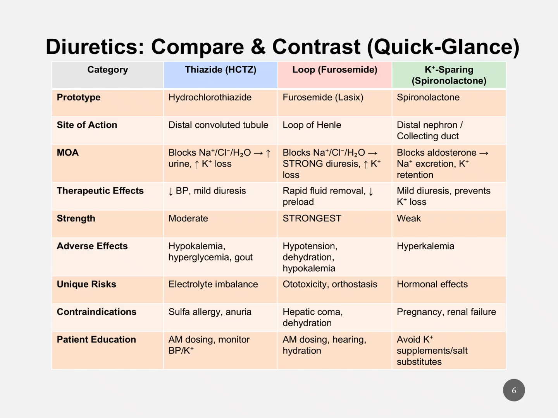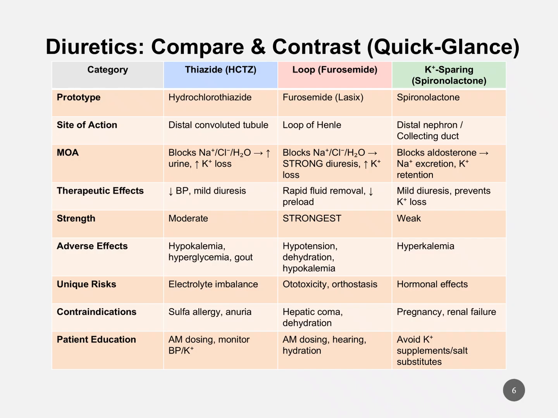This slide is just a quick compare and contrast of the three diuretics side by side to show you exactly where the site of action is taking place, and the mechanism of action. Most of them, as you can tell, are blocking sodium or chloride and water, which increases the urine, or aldosterone. And then there are the therapeutic effects such as diuresis or decreasing blood pressure or preload of the heart.